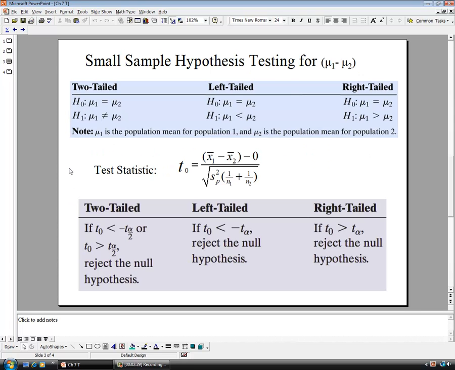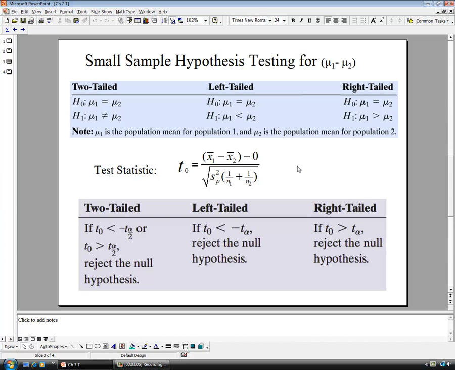Testing, again the same as we were doing before with large samples. We have the mean 1 equals mean 2 in all three cases, and if we're looking for a difference, we look at the two-tailed, so mu1 doesn't equal mu2. If we're looking for one specifically greater than the other, we choose either a left-tailed or a right-tailed, depending upon whether or not we believe the first population mean is going to be less than the second one or greater than the second one.